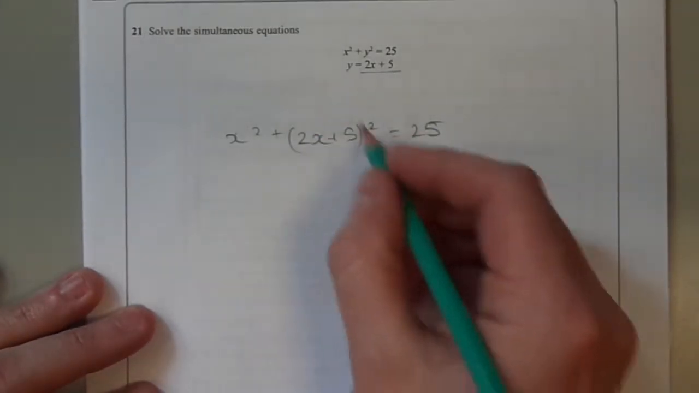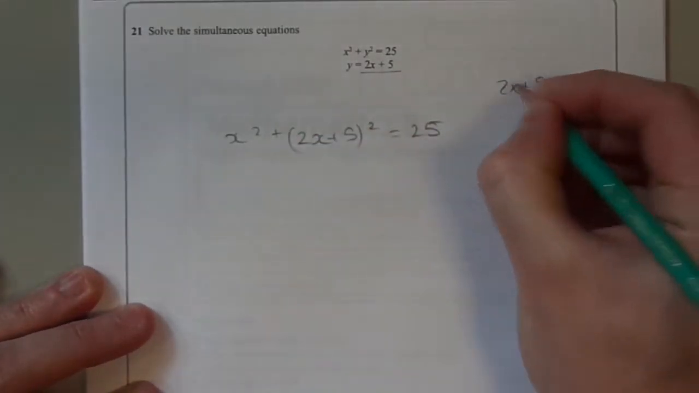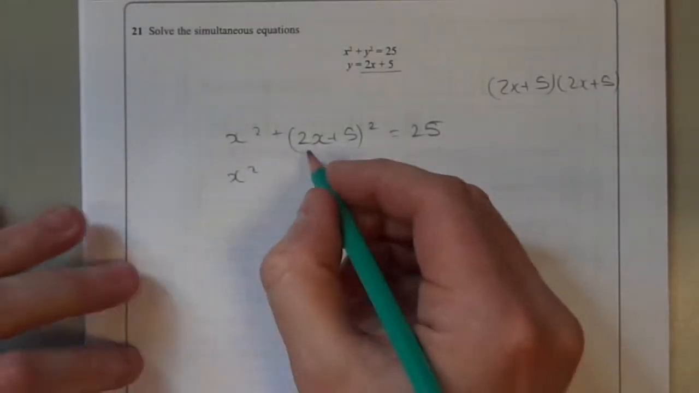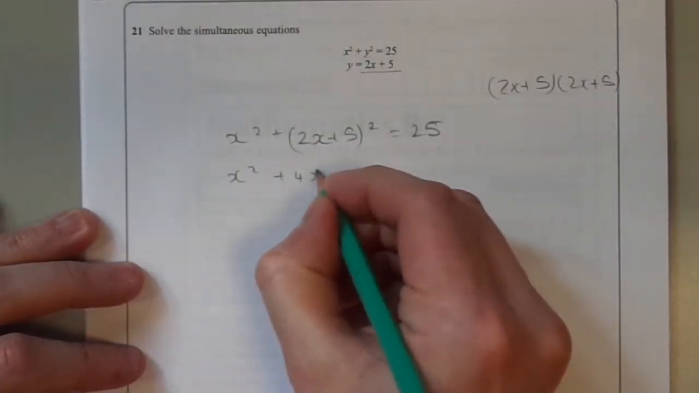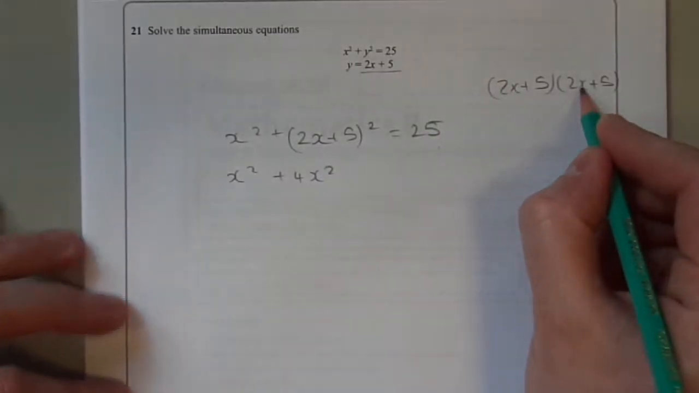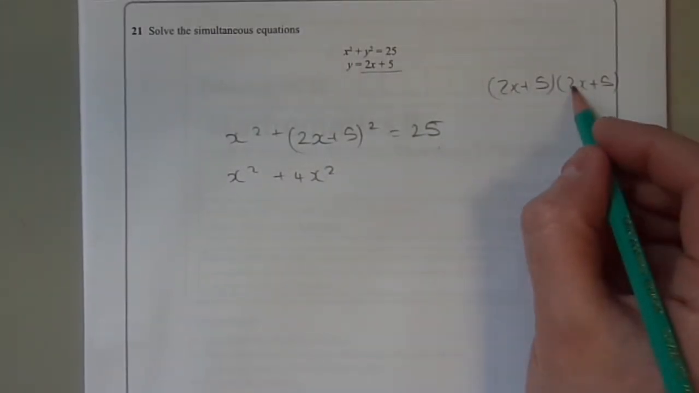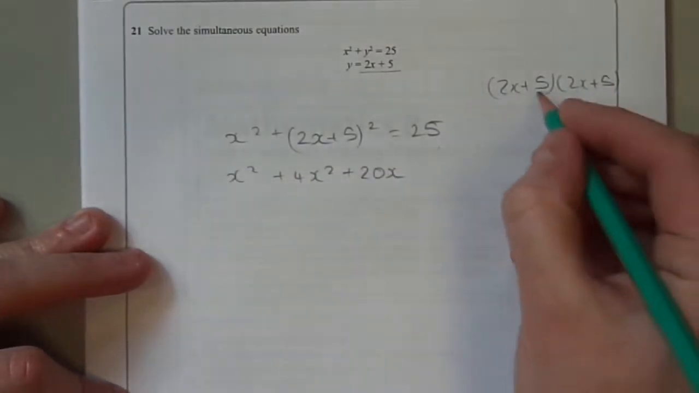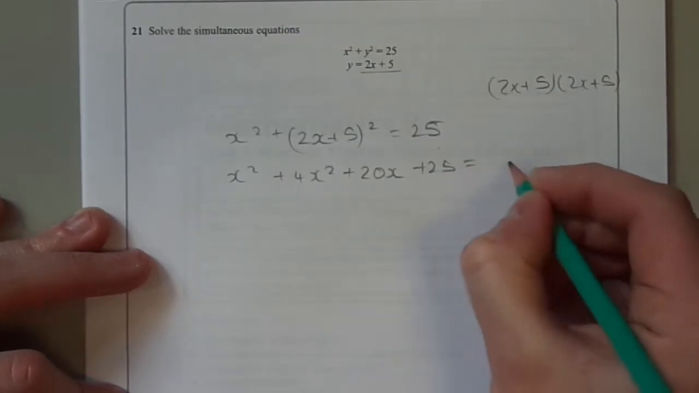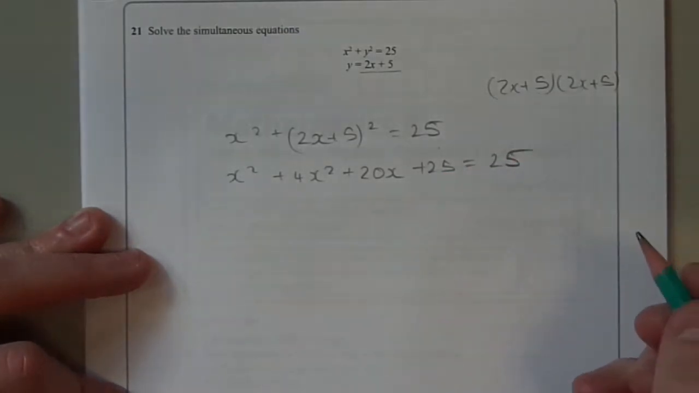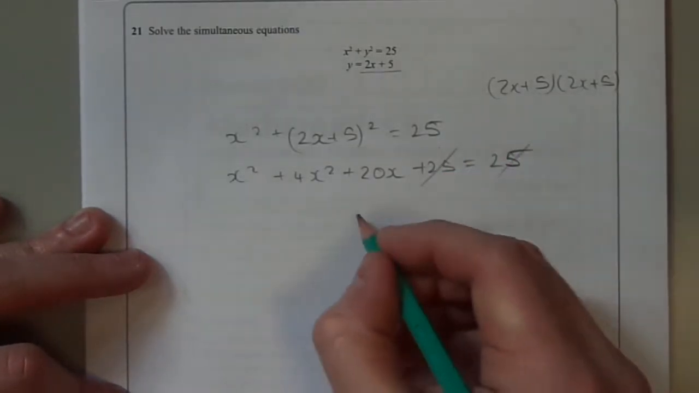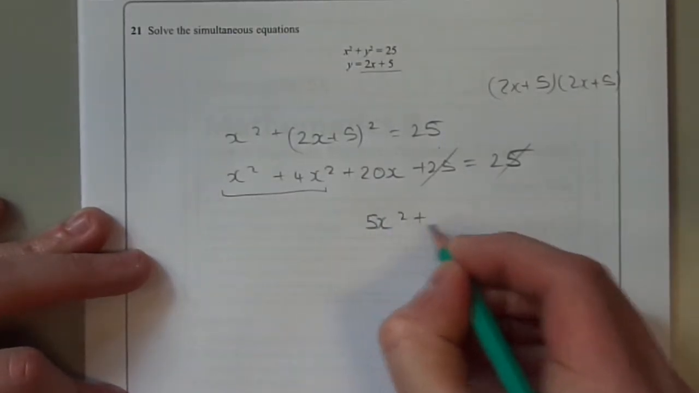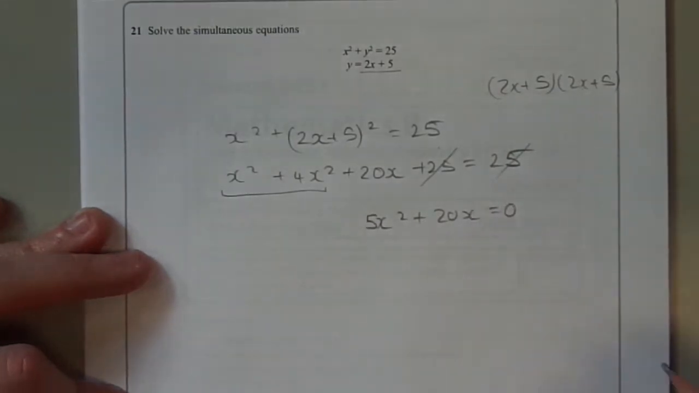First thing we need to do is expand this bracket. Remember, this means 2x plus 5 times 2x plus 5. So we've got x squared. This bracket expands to give 2x times 2x is 4x squared. 5 lots of 2x is 10x. You've got another 5 lots of 2x, so altogether that's 20x, and the 5 times the 5 is 25. If we take away 25 from both sides, then they disappear. And if we collect together the 2x squared terms, we have 5x squared plus 20x equals 0.